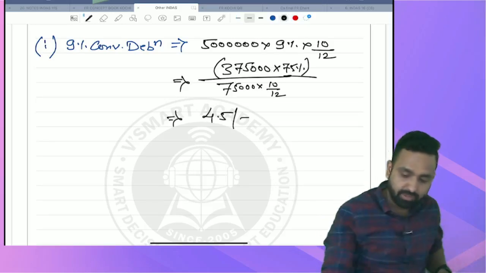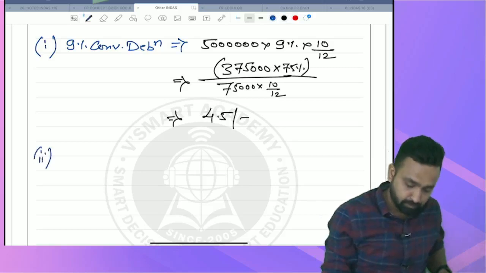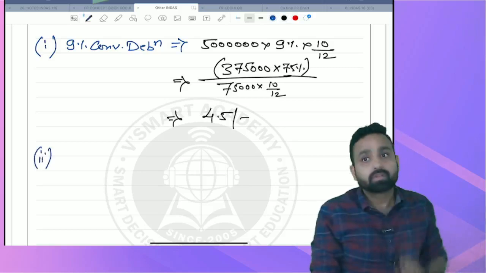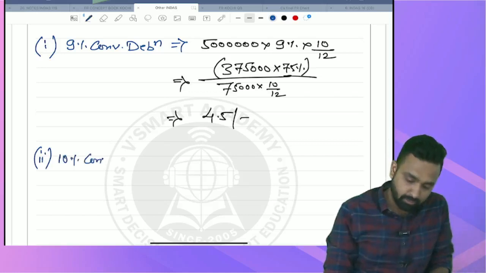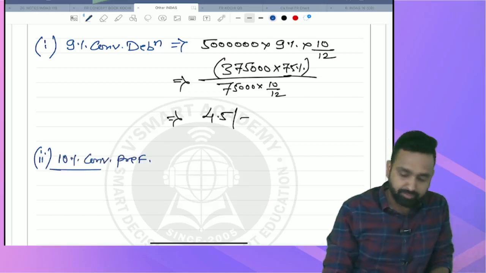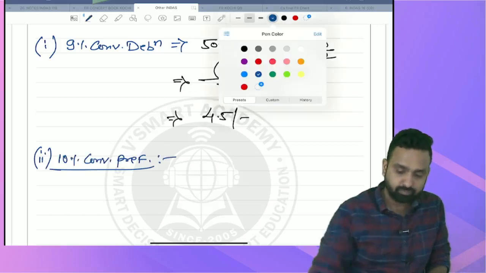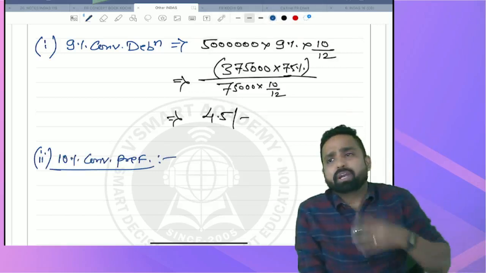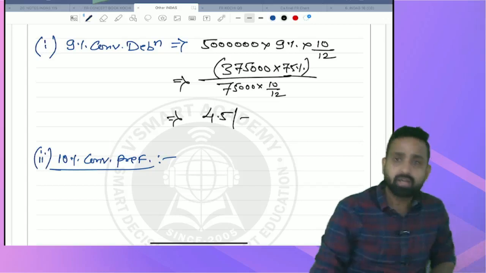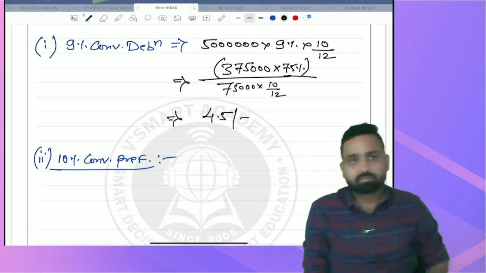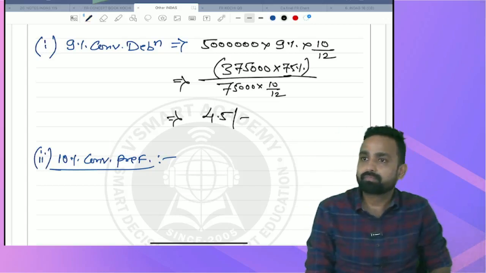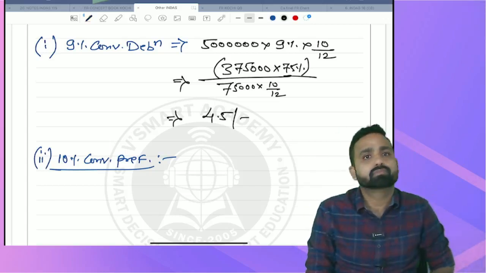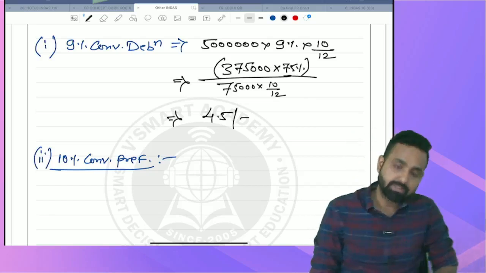4.5. Okay. The next one. 10% convertible preference. When they were issued? Tell me the potential period. Calculate the 6-month dividend. Potential period 6 months. Calculate the 6-month period, 6-month dividend.